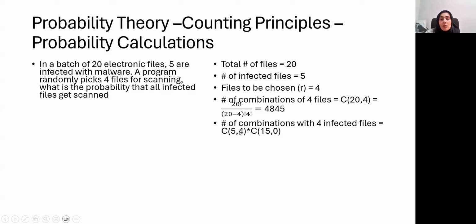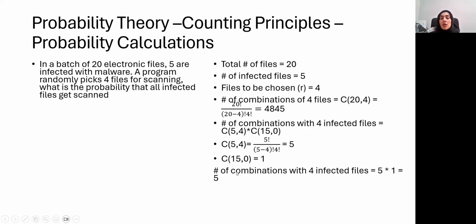And we take the product. Because for every group of files selected here, there's going to be this number of groups of files selected from the other subgroup. But in this case, coincidentally, we do not have anything being chosen from the other subgroup. And by definition, 15 choose 0 is going to be 1. Choosing 0 items from any number of items is 1 by definition. So here this value comes out to be 5, and this comes out to be 1 by definition, and so this product is 5.